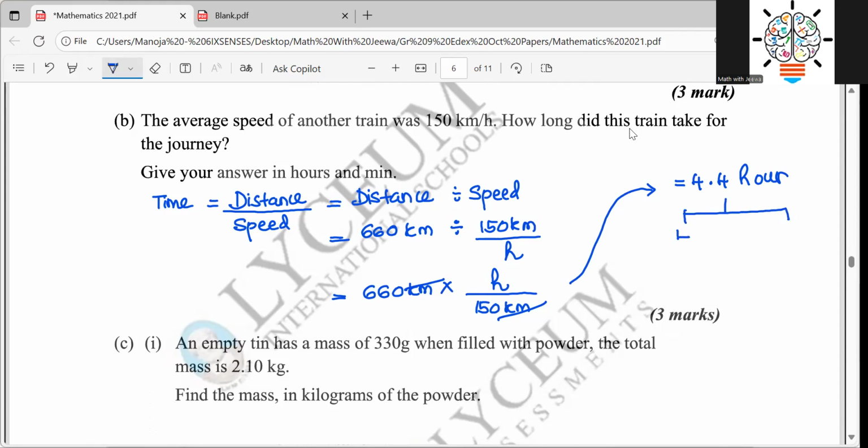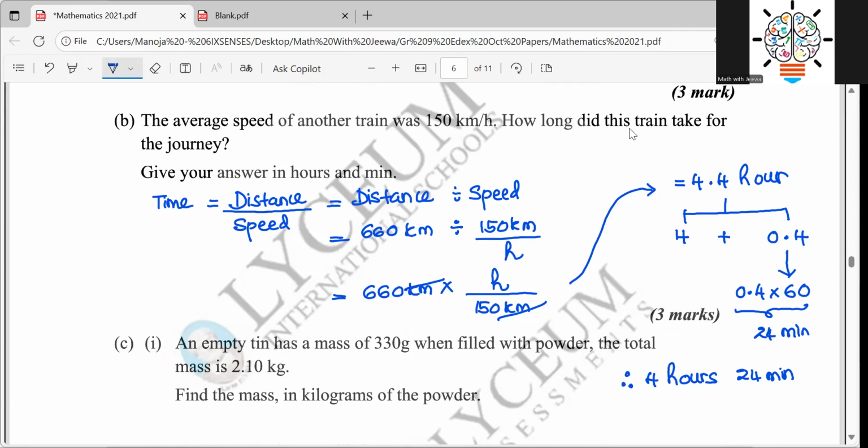What does this mean? 4 hours plus 0.4 hours. 0.4 hours you convert into minutes. How? 0.4 you multiply by 60. So then 0.4 when you multiply by 60, it gives me 24 minutes. So then your final answer will be, therefore, final answer 4 hours and 24 minutes.